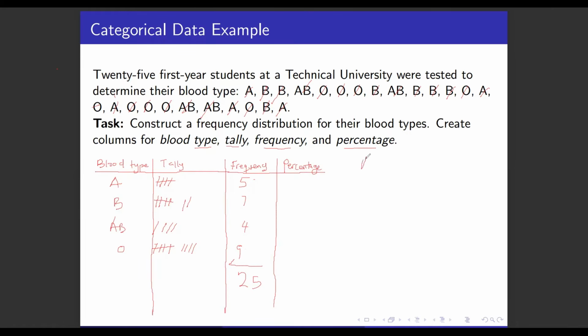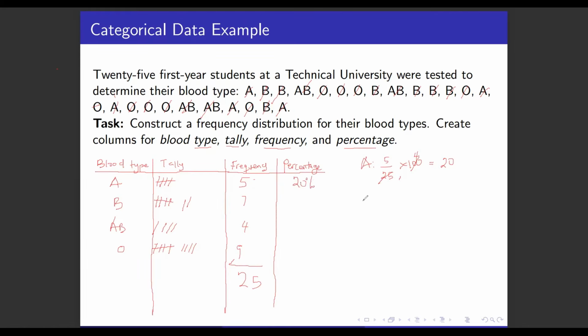So for blood group A, I have 5 out of 25 times 100. In this case, 25 runs through 100 four times. 5 times 4 is 20. So blood group A is represented by 20% in the data.